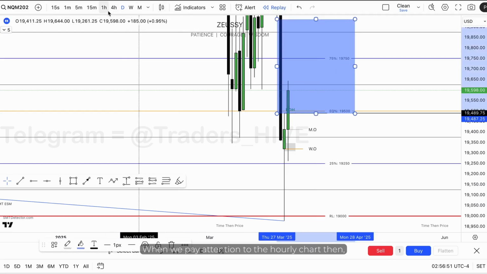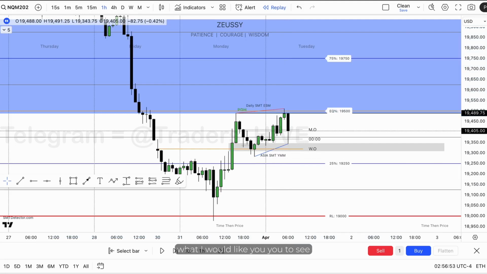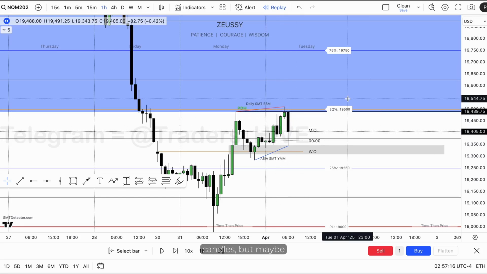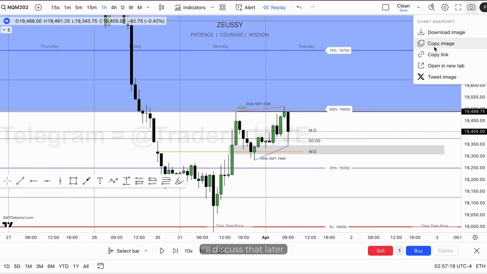When we pay attention to the hourly chart, what I would like you to see is that the market repriced higher, taking out the previous day high, reaching the daily CB, reaching the 90,500 price level, forming daily SMT with a yes, and then repriced towards the downside. What do you see? You see a perfect swing high formation, and therefore on the lower time frames a market maker sell model is present, specifically within these three candles, but maybe I'll discuss that later.